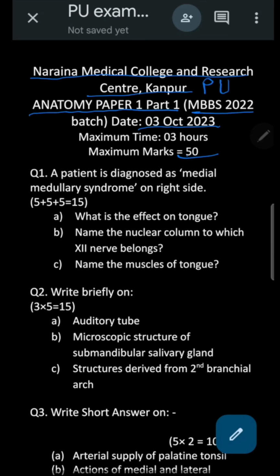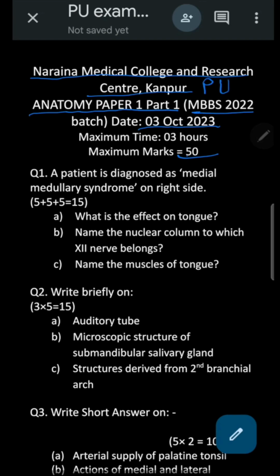Now talking about name the nuclear column to which the 12th cranial nerve belongs. Remember, it's the most medially placed functional column in the brain stem, which is general somatic efferent, GSE, which includes the nucleus of 3rd nerve, 4th nerve, 6th nerve, and the 12th nerve. So the answer here will be general somatic efferent.